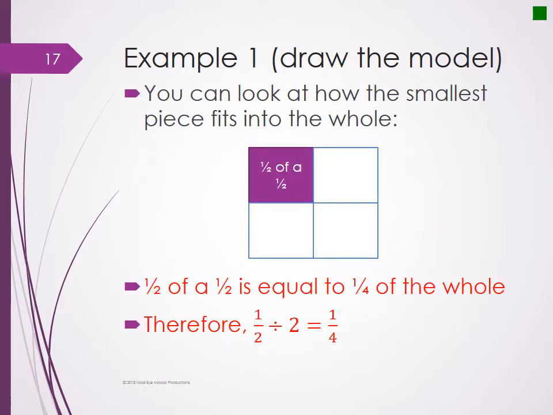So you can then look at how the smallest piece fits into the whole. So one piece here, half of the half, so one of the 2 pieces that you split the half into, is one of 4 out of the total. So we can extend that size and see that there's actually 4 of those pieces. We could have divided the entire cake into 4 of those pieces. So if I take half of the half, that's equal to 1/4 of the whole. Therefore, 1/2 divided by 2 is 1/4 of the whole.